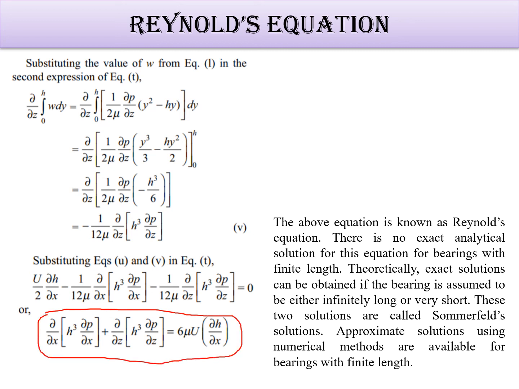So this is the final equation of Reynolds. There is no exact analytical solution for this equation for a bearing with finite length. Theoretically, an exact solution can be obtained if the bearing is assumed to be either infinitely long or very short. So these two solutions are called Sommerfeld solutions. Approximate solutions using numerical methods are available for bearings with finite length.